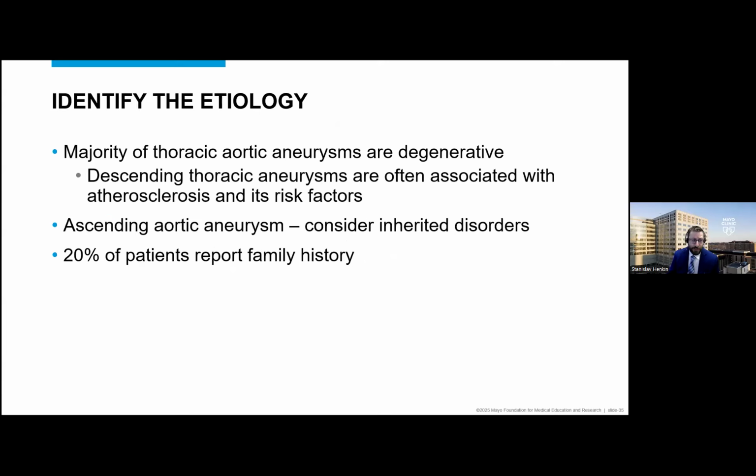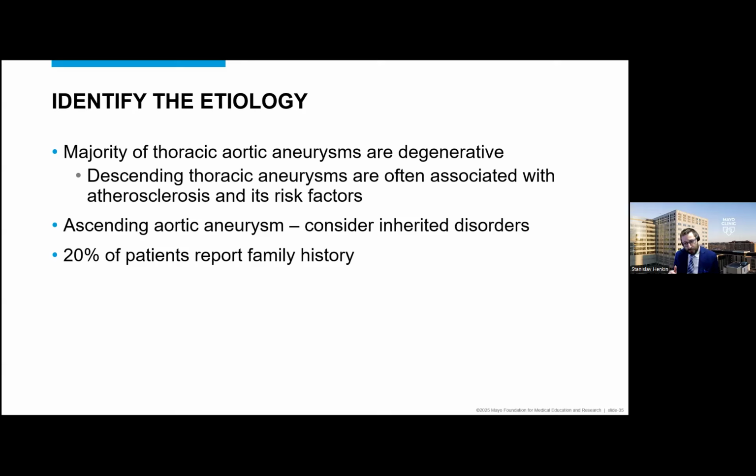So the next step is to identify the etiology. Now, the good news is that the majority of thoracic aortic aneurysms, about 80%, are degenerative. Especially descending thoracic aortic aneurysms are often associated with atherosclerosis and its risk factors: hypertension, hyperlipidemia, smoking, diabetes. But when you're seeing ascending aortic aneurysms, really think about inherited disorders.